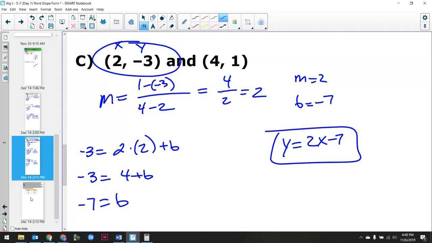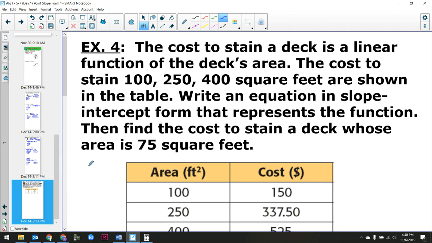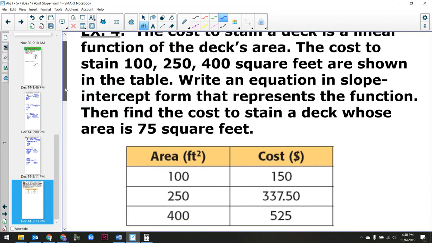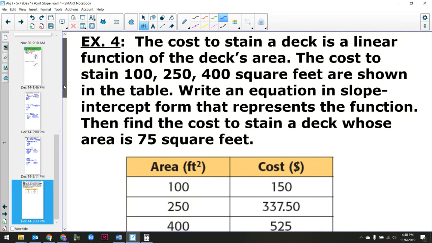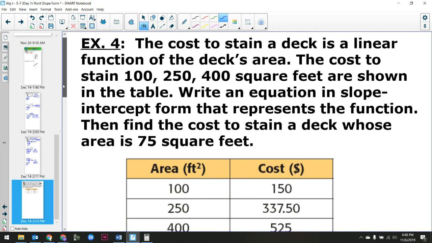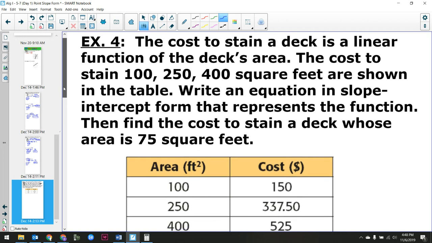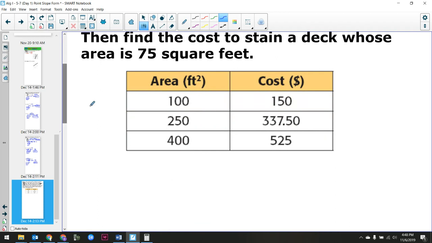Okay. Last problem is a word problem. The cost to stain a deck is a linear function of the deck's area. The cost to stain 100, 250, 400 square feet are shown in the table. Write an equation in slope-intercept form that represents the function to find the cost to stain a deck whose area is 75 square feet. So the first thing that I want to do is figure out what the slope is, because it says to put it into slope-intercept form, so I need to find the slope.